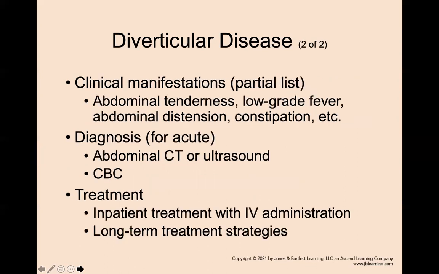Clinical manifestations include abdominal tenderness, specifically in the left lower quadrant. If you have someone who complains of pain in the left lower quadrant, diverticular disease is always your first thought. They often have a low-grade fever, constipation, and abdominal distension. For acute diverticular disease, I would do an abdominal CAT scan and check a CBC.